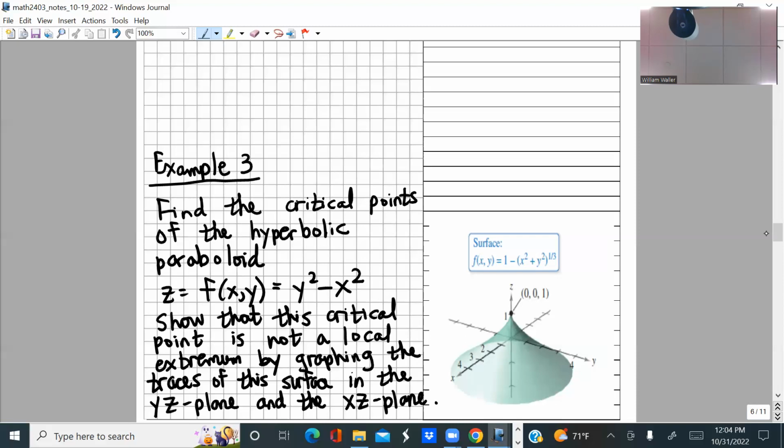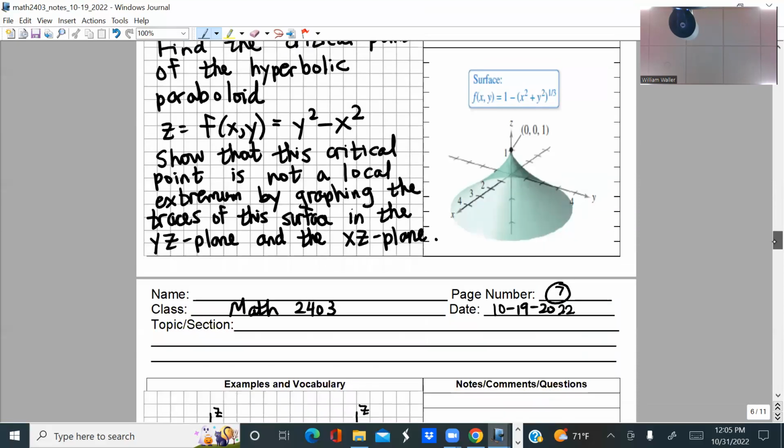in the xz plane and in the yz plane. Right? So let's worry about what these traces look like in just a minute. But first, see if we can just find the critical point. So we do have a critical point apparently, but it turns out to not be a local extremum. All right, so what do we do? What are the steps there?